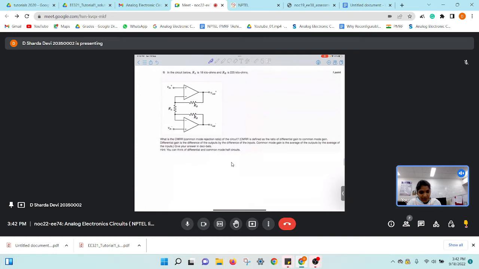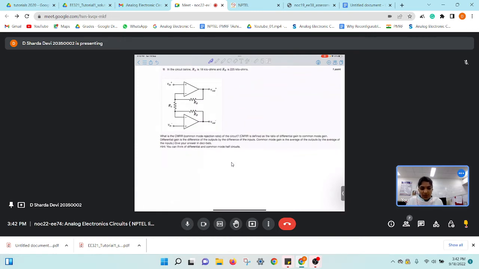Now coming to the next question, this is another type of question. Have you ever seen this type of circuit before? I think this is an instrumentation amplifier. Yeah, this is the first stage of the instrumentation amplifier. There are two stages in an instrumentation amplifier. One is this stage, and the next stage is basically the difference amplifier.